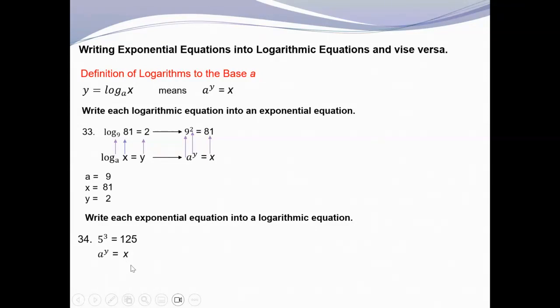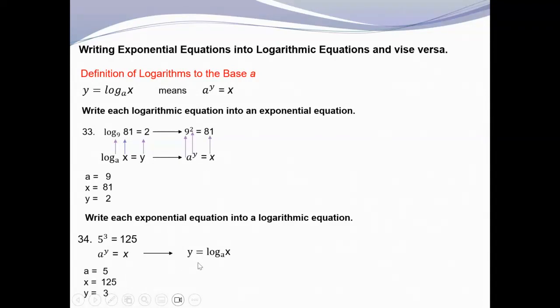So this is in this form, right? We have to know what the a, what the x, and what the y are. But this is exponential on the left. This is logarithmic on the right. So a to the y power equals x simplifies to a logarithmic form as y equals log base a of x. So again, we have to know what a, x, and y are. In this case, my a is equal to 5. My y is equal to 3. And my x will be 125.